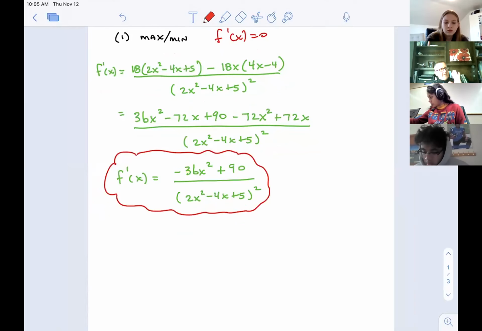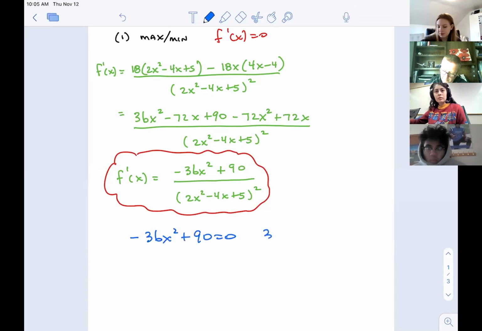All that work. And so now I found this derivative. And so now I can set this equal to 0. And as you know, if I set this equal to 0, the denominator doesn't even make any difference. And so I'm really just saying when is negative 36x squared plus 90 equal to 0, which really means if I add 36x squared to both sides, 36x squared equals 90. And if I divide both sides by 36, I get 2.5.